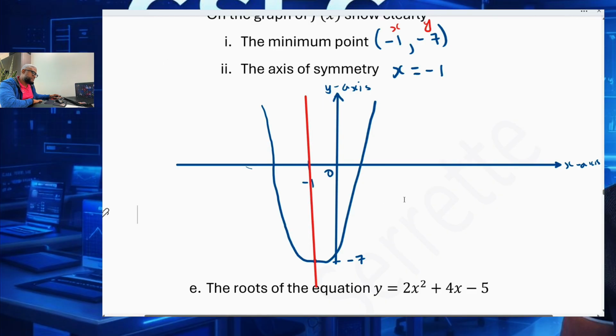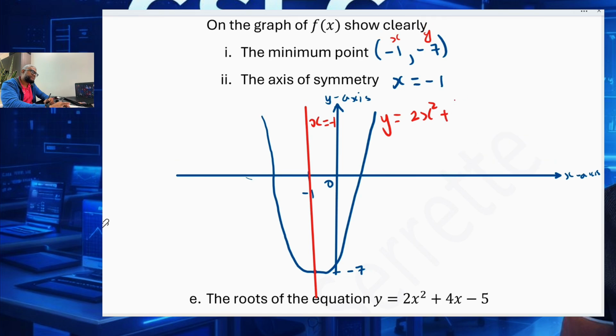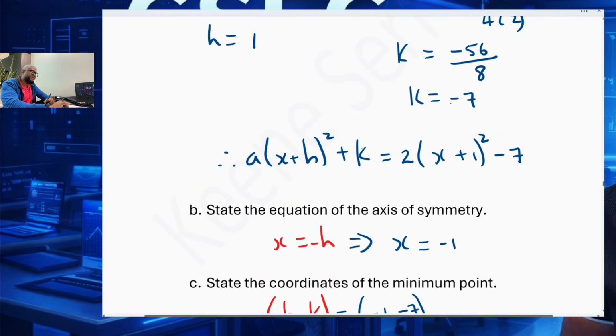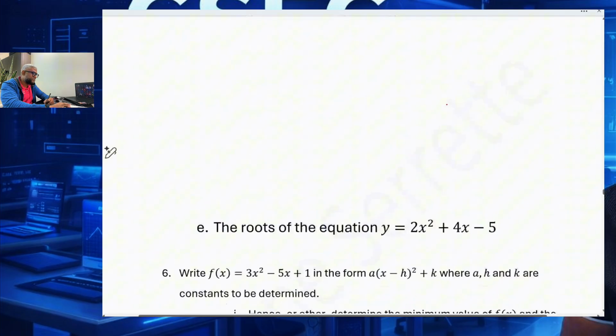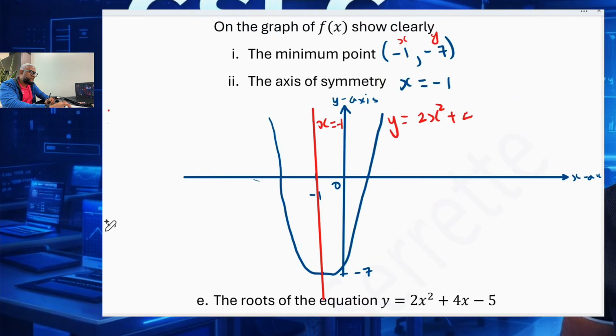Right. So it must pass through where x is -1. This here, let's put the equation of the line: x is equal to -1. And what is the equation of the curve? y is equal to 2x squared plus 4x subtract 5. Yep. Proper.